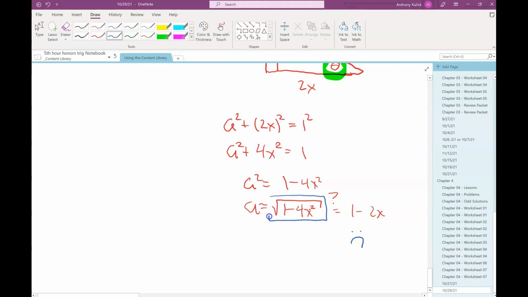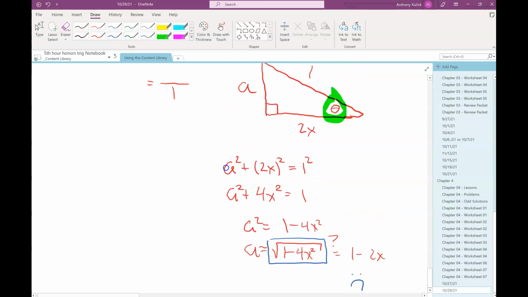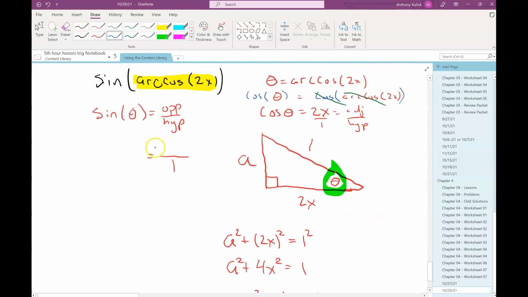You can't do that. You can't break a radical across an addition or subtraction symbol. You can do it at multiplication and division. You can break your radical, but you can't do it with addition and subtraction. So that's as good as you could really have done. So that's my opposite. So that over 1 is just that, and that's my answer.